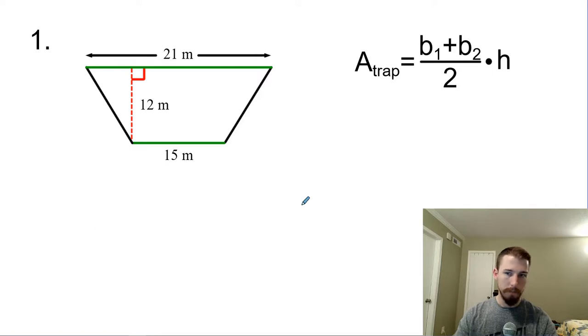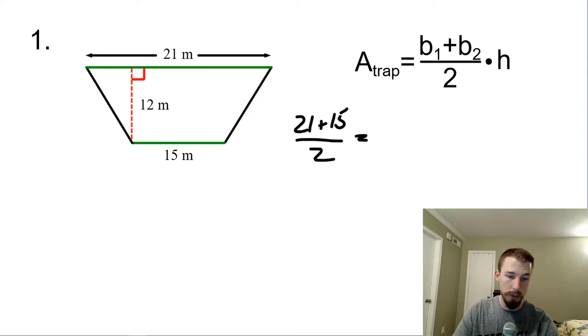So on number one, we want to find the area of the trapezoid. So using the formula, it's the average of the bases times the height. To find your height, it's pretty simple, and intuitively you can look at a trapezoid and find it. But always, just like with the parallelograms, look for the drop perpendicular or the right angle. In this case, that's going to be the 12 right here. And our two bases are 21 and 15. So when we're writing this out, we can do 21 plus 15 divided by 2. And then you can just put it right in your calculator.